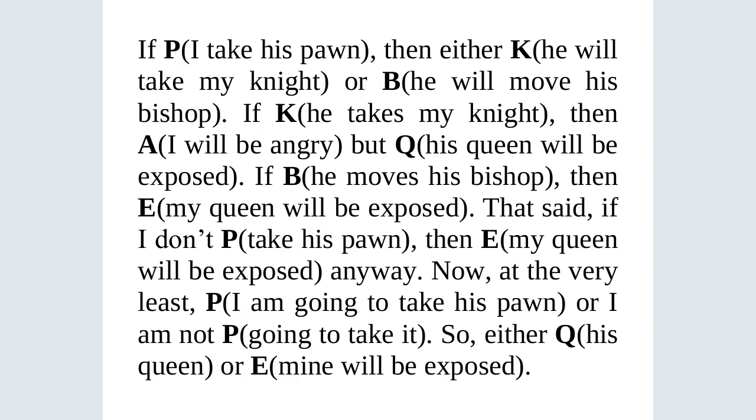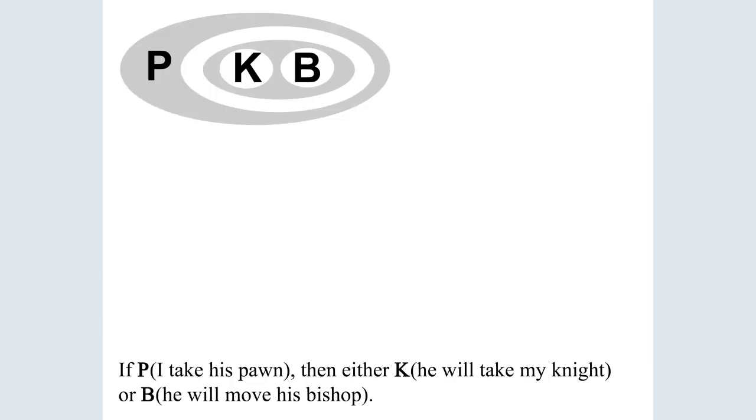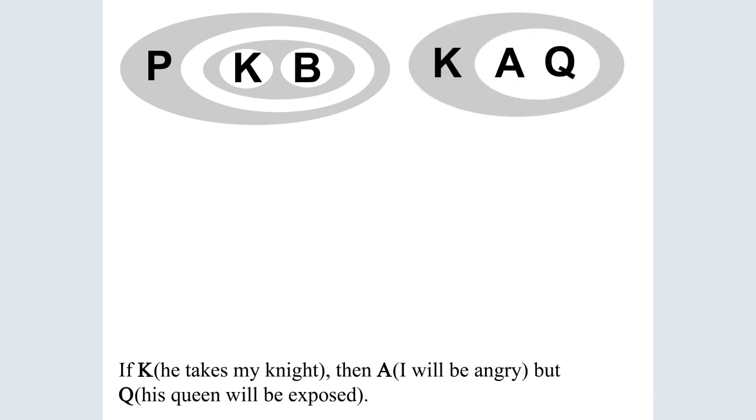All right. So this is how you solve this argument in existential graphs, right? Here's how it's done. The first claim is if I take his pawn, then either he will take my knight or he will move his bishop. So if P, then either Q or B. Second premise. If he takes my knight, then I will be angry, but his queen will be exposed. If K, then A and Q.